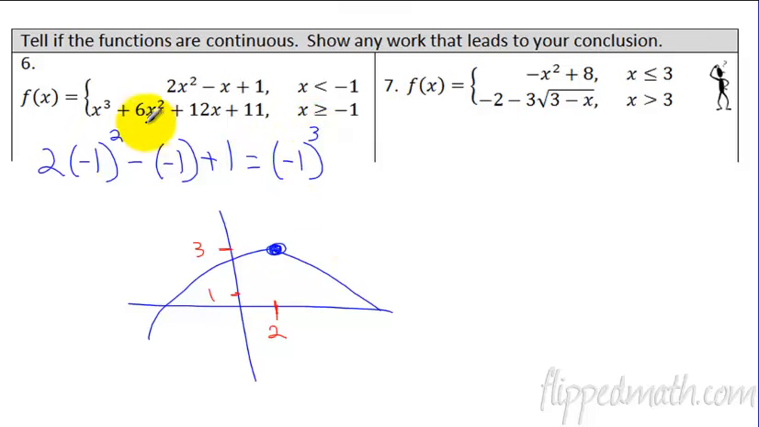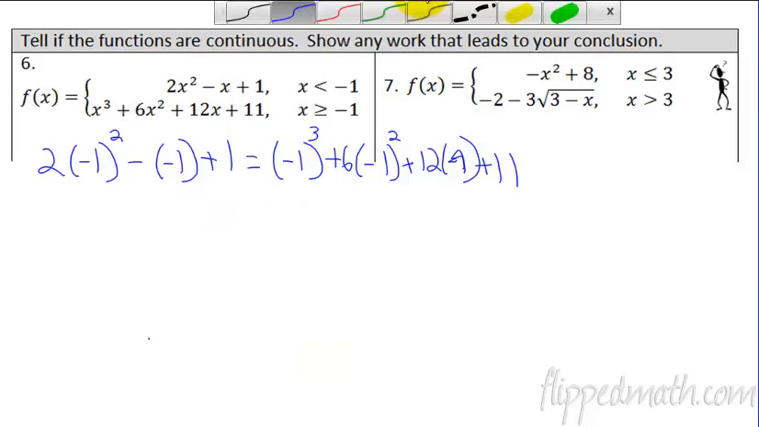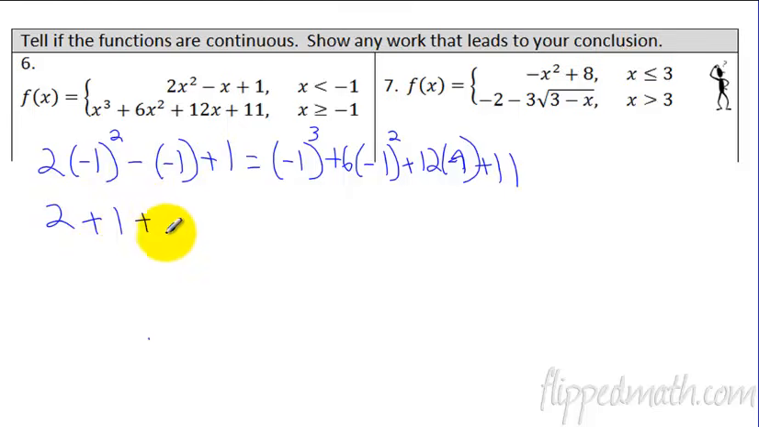So -1 cubed. I'll do a plus 6 times -1 squared. I know I'm running out of room here. Plus 12 times -1. Whoa, I'm really going over to the other problem. Plus 11. Hopefully you can squeeze this in somewhere in your notes. Sorry. Now, let's get rid of this. Ooh, it's just in the way. And keep going here. Squared, that's a 2. Plus 1. Plus 1. There's my equal sign.